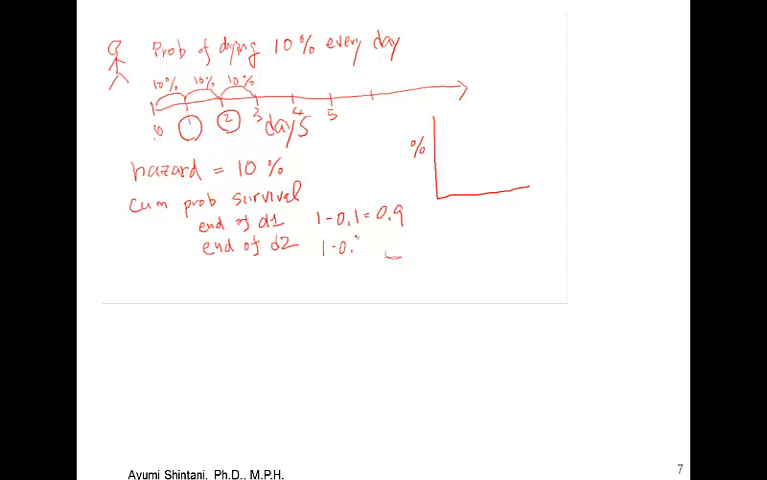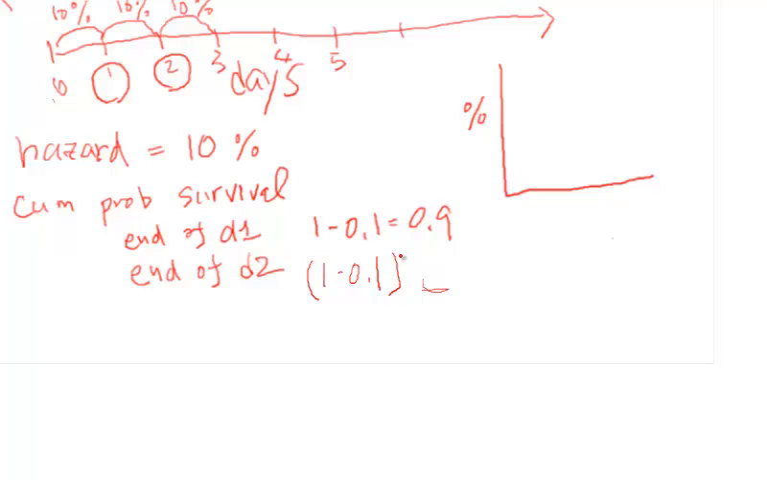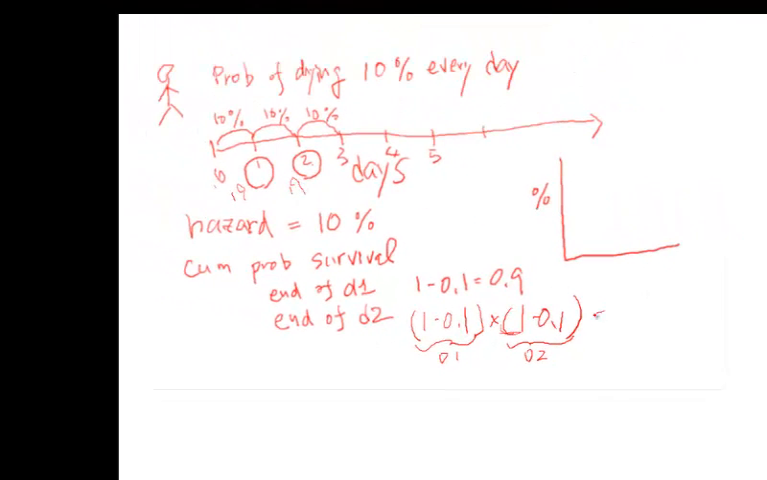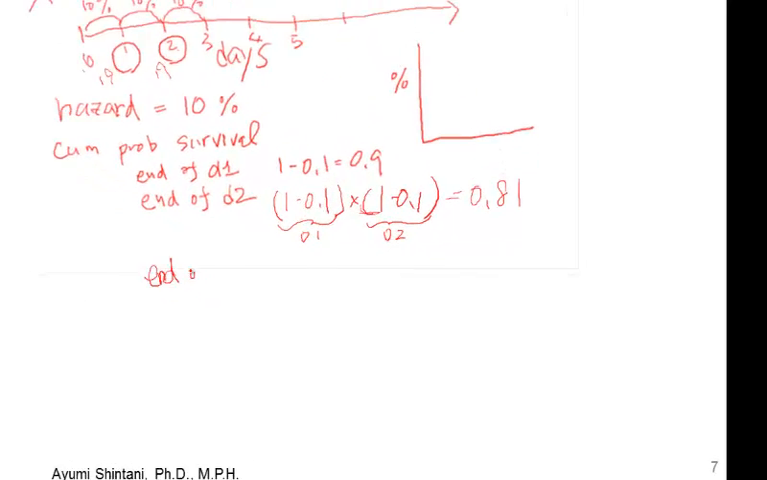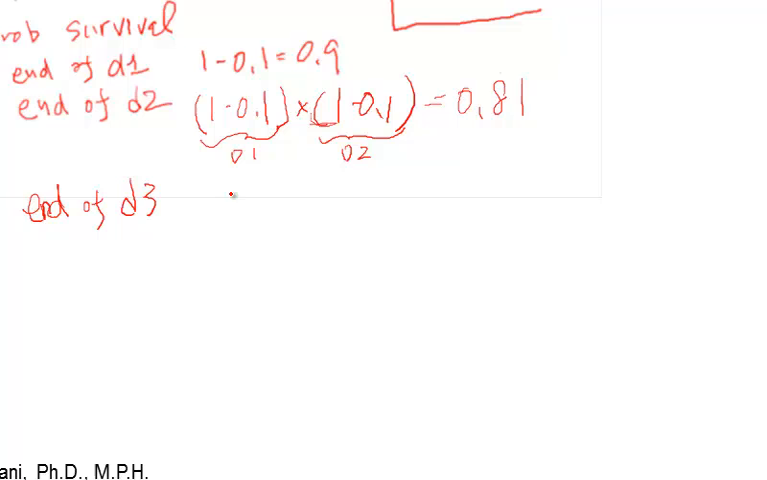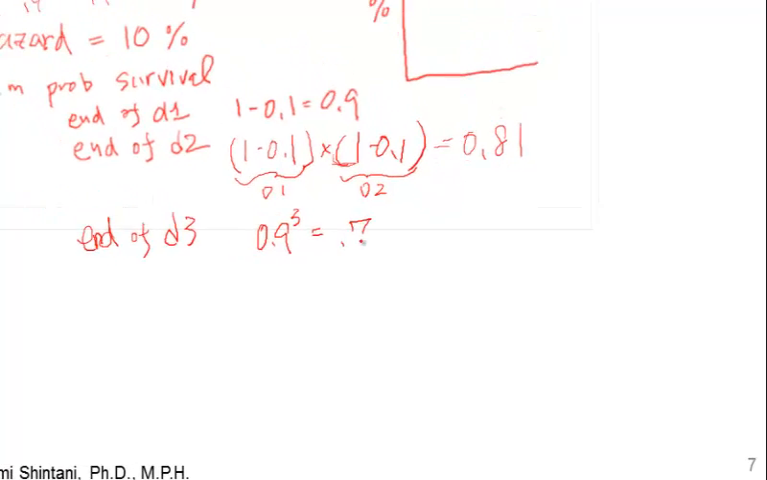It is 1 minus 0.1, which is the hazard, times 1 minus 0.1. This is the probability of this person surviving day 1, and this is the probability of this person surviving day 2. In order for this person to survive to the end of day 2, this person has to survive to the end of day 1. So you have 0.9 and 0.9, you multiply them and you get 0.81. The same thing, the probability of this person surviving by the end of day 3 is 0.9 to the power of 3, which is about 0.73.